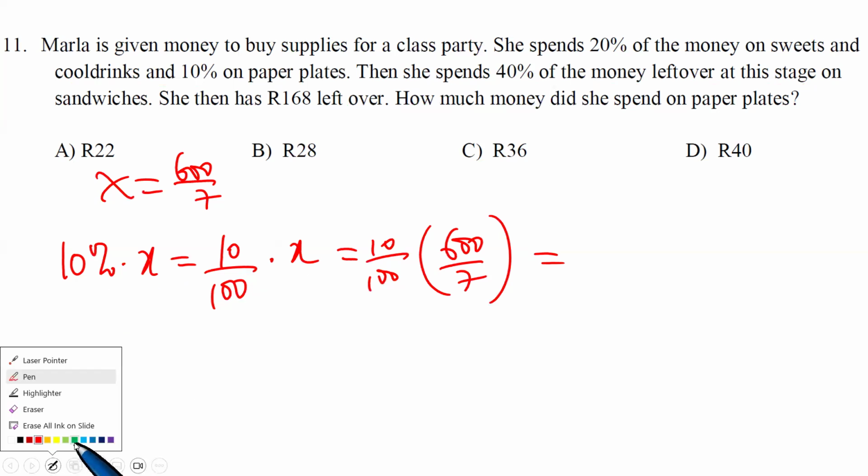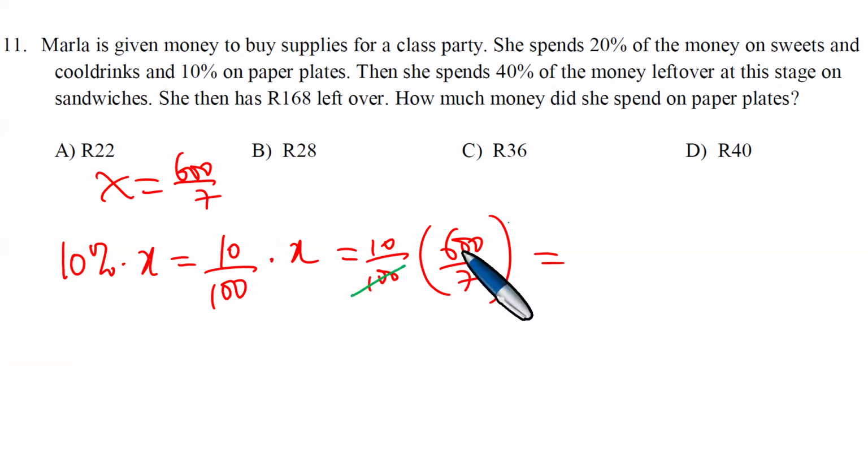So yeah, we're good. The 100 goes through, giving us 10 by 6, which is 60, so 60 out of 7. Okay, how many times does 7 go into 60?